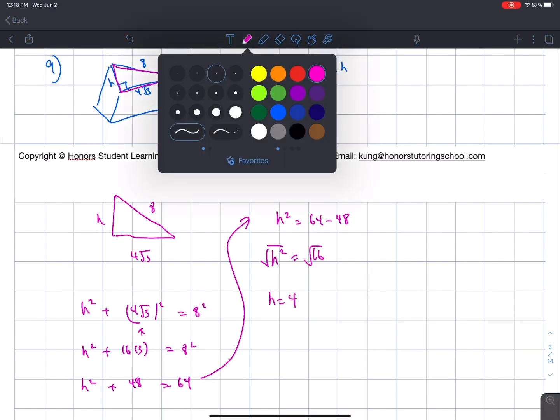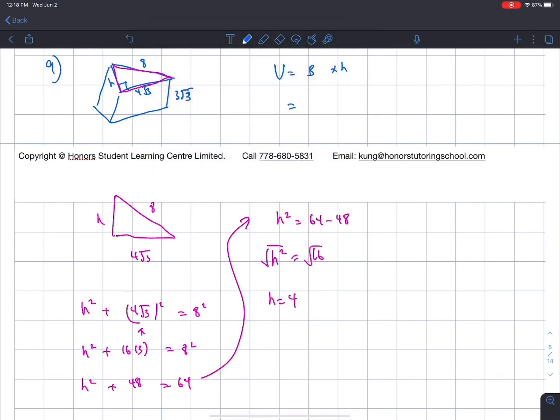So now we know that h equals 4. I can say that the base area is just base, which is 4√3, times the height, which is 4, divided by 2. That will be the area of a triangle, times the height of the prism. The height of the prism is 3√3. And you can just type that into the calculator.